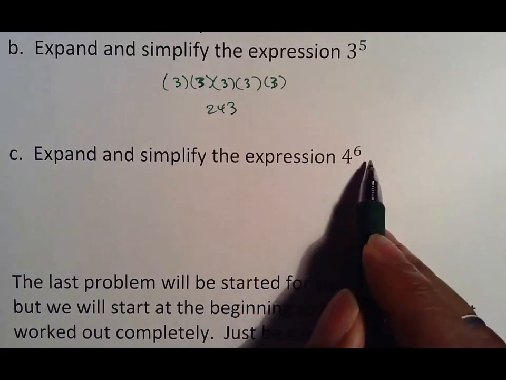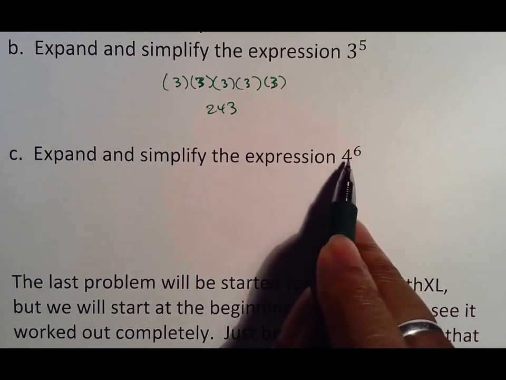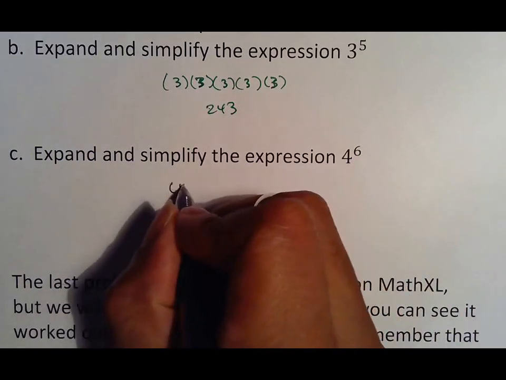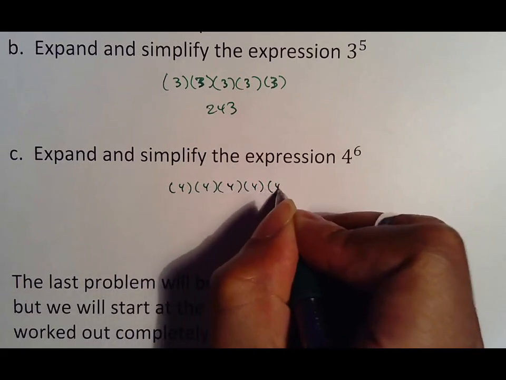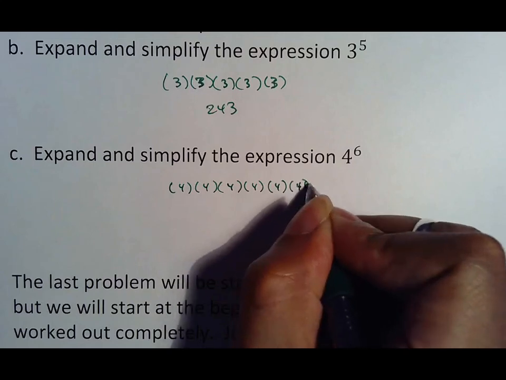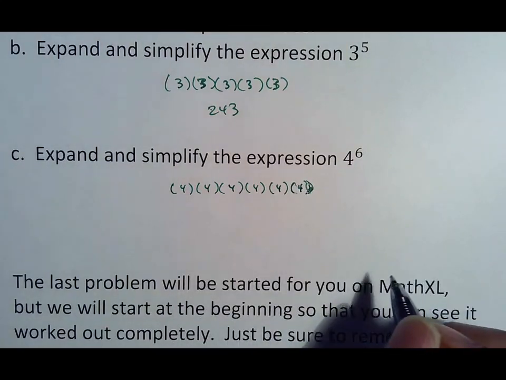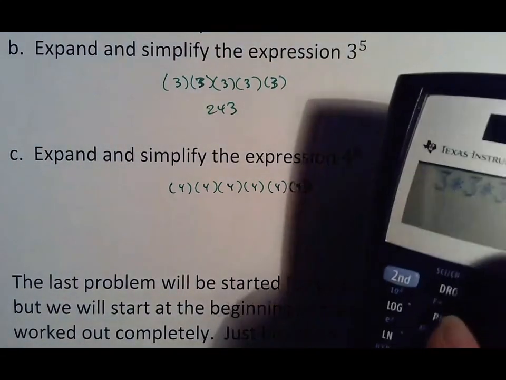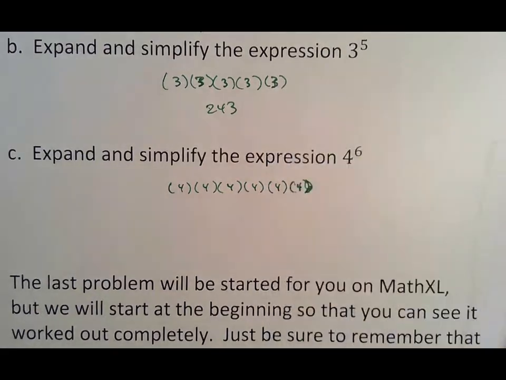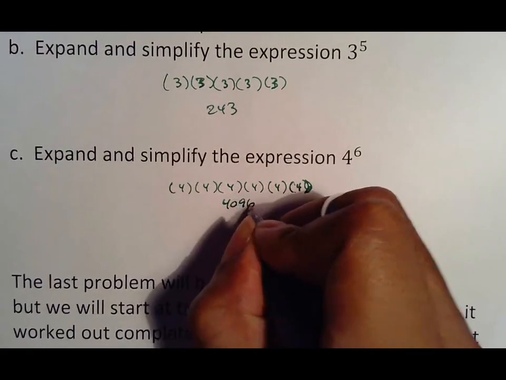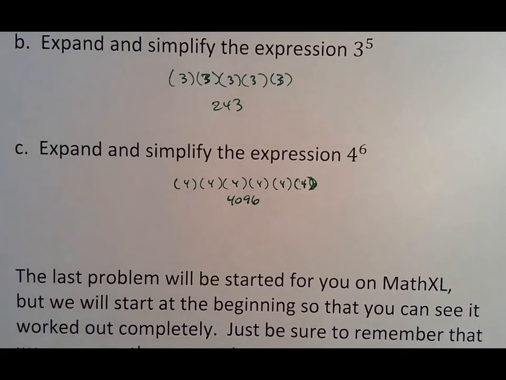4 to the 6th, again, is not 4 times 6. It means take 4 6 times. So 1, 2, 3, 4, 5, 6. I always want to write the number. It's very hard not to do it. And then you type 4, 4, 4, 4, 4, 4, which is 4,096. Alright? So again, that's how an exponent works.